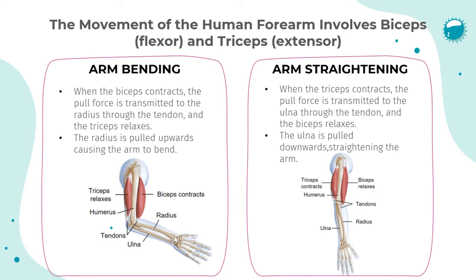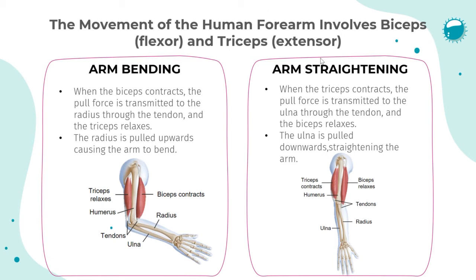The radius is pulled up. Why is the radius pulled up? Because the pull force from the bicep here will pull the radius up and cause the arm to bend. That is what happens during arm bending.